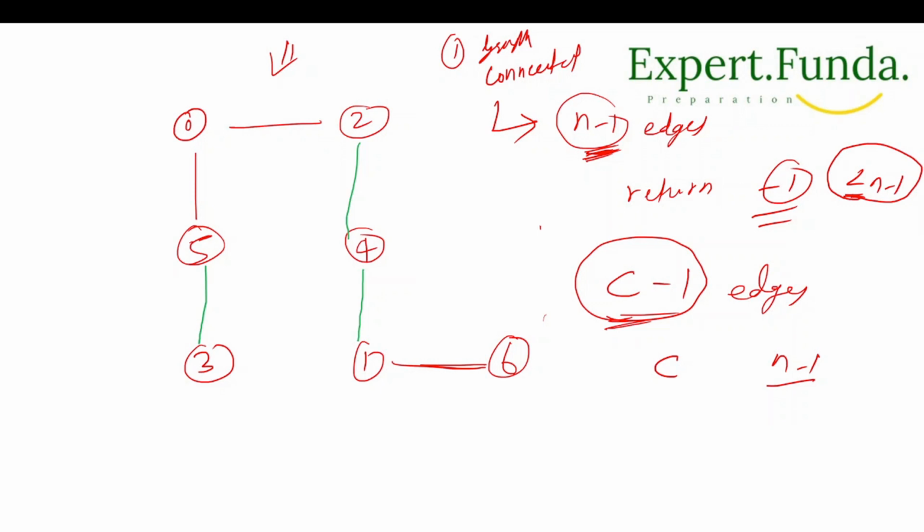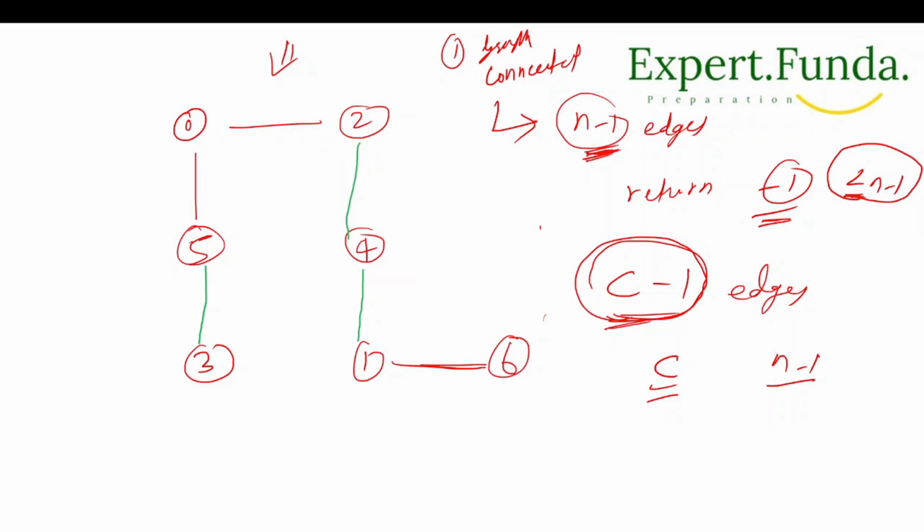So you have seen this example. If there are at least n minus 1 edges, the solution is the number of connected components minus 1. Otherwise we return minus 1, which we have already seen. I think you have understood. So this example will fulfill our requirement.